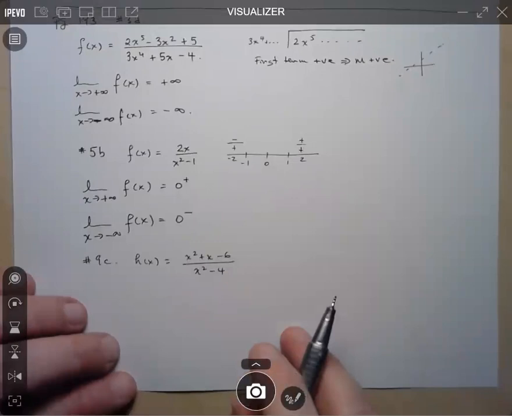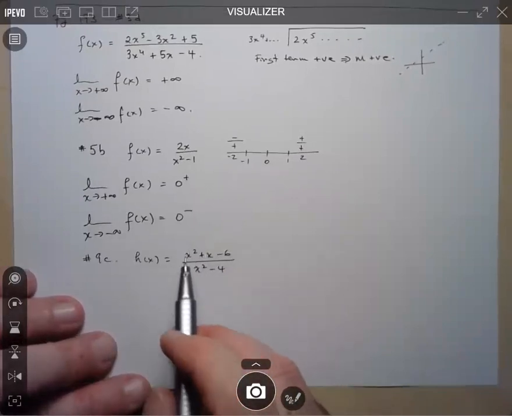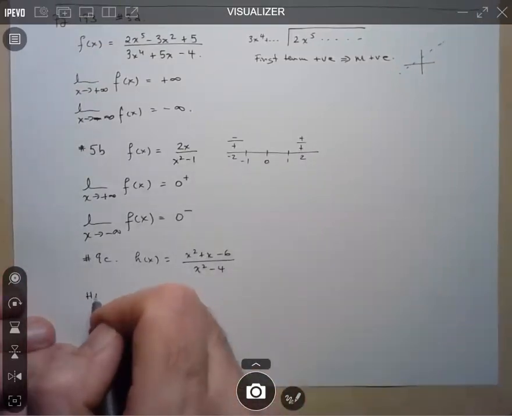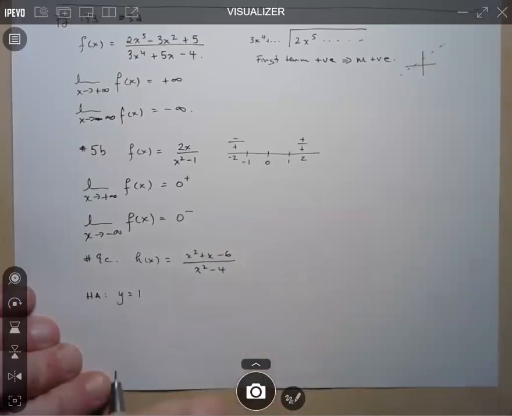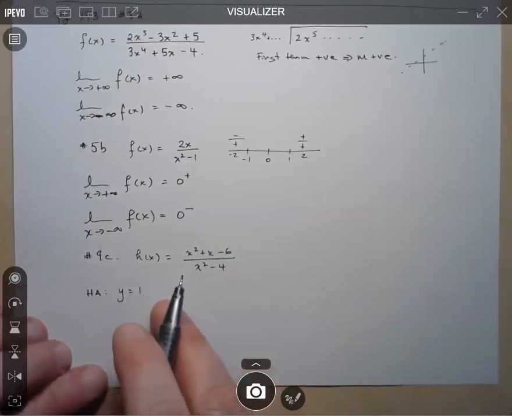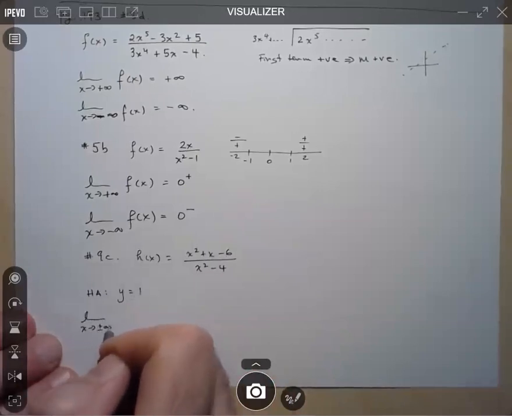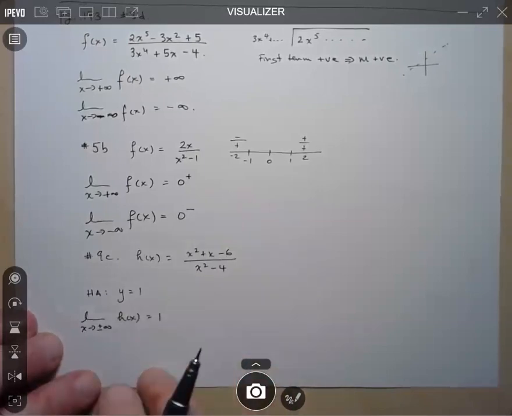And of course, it would be tempting to say that there's 2 vertical asymptotes. So I know the horizontal asymptote. That I can say right off the bat. The horizontal asymptote is y equals 1, because it's a quadratic over a quadratic. I just have to look at the quotient of the leading coefficients. So here I could say the limit as x approaches positive or negative infinity of h of x is just going to be 1. So that's nice and easy.